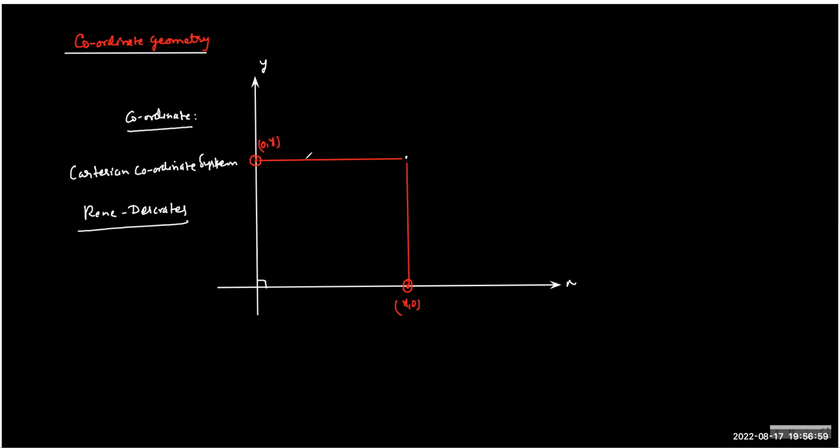Which means the order is important. So this point is called x comma y. And x and y are called an ordered pair of numbers. Why do we say ordered? Because (x, y) and (y, x) are not the same. By changing the order, we actually end up in a different quadrant, or if not a different quadrant, a different location.